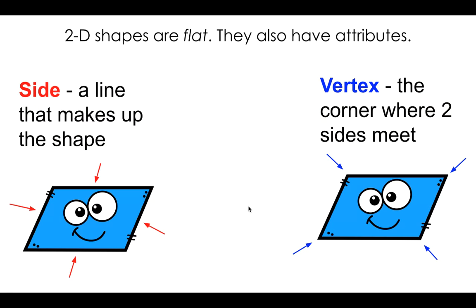Alright, so you also learned yesterday that 2D shapes have their own attributes. You learned about the sides, which are the lines that make up the shape. And you also learned about the vertex, the corner where 2 sides meet. So for example, this shape has 4 vertices.